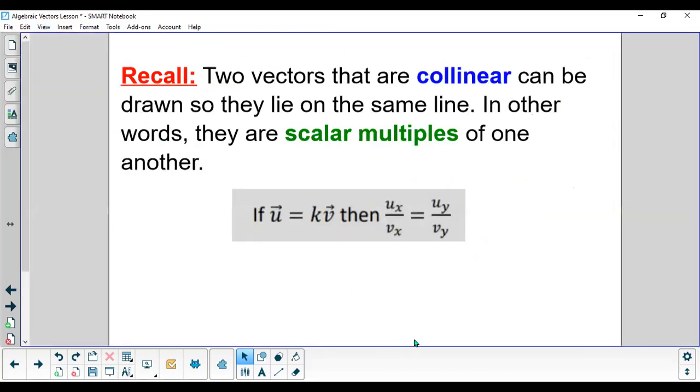Okay, can we all write this in our notes? Two vectors that are collinear can be drawn so they lie on the same line. In other words, they are scalar multiples of one another. So you did something similar in MCR without knowing that it was going to prepare you for collinear vectors.